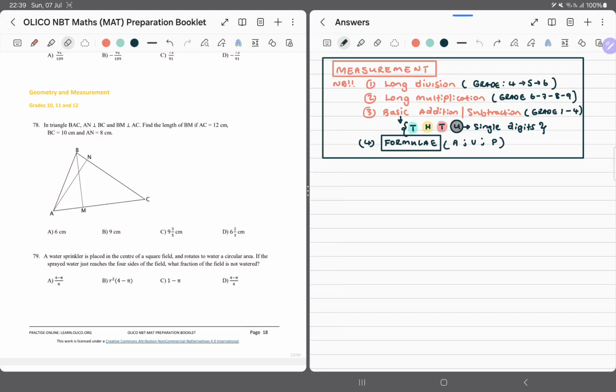Alright, so let's just start off by looking at some few questions and see how far we go. So we're going to start with this question 79.